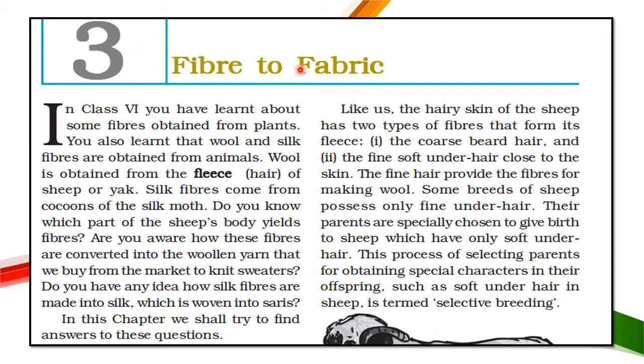Lesson 3, Fiber to Fabric. In class 6, you have learnt about some fibers obtained from plants. You also learned that wool and silk fibers are obtained from animals. Please underline from here. Wool is obtained from the fleece, hair of sheep or yak. Did you underline, children? Silk fibers come from cocoon of the silk moth.